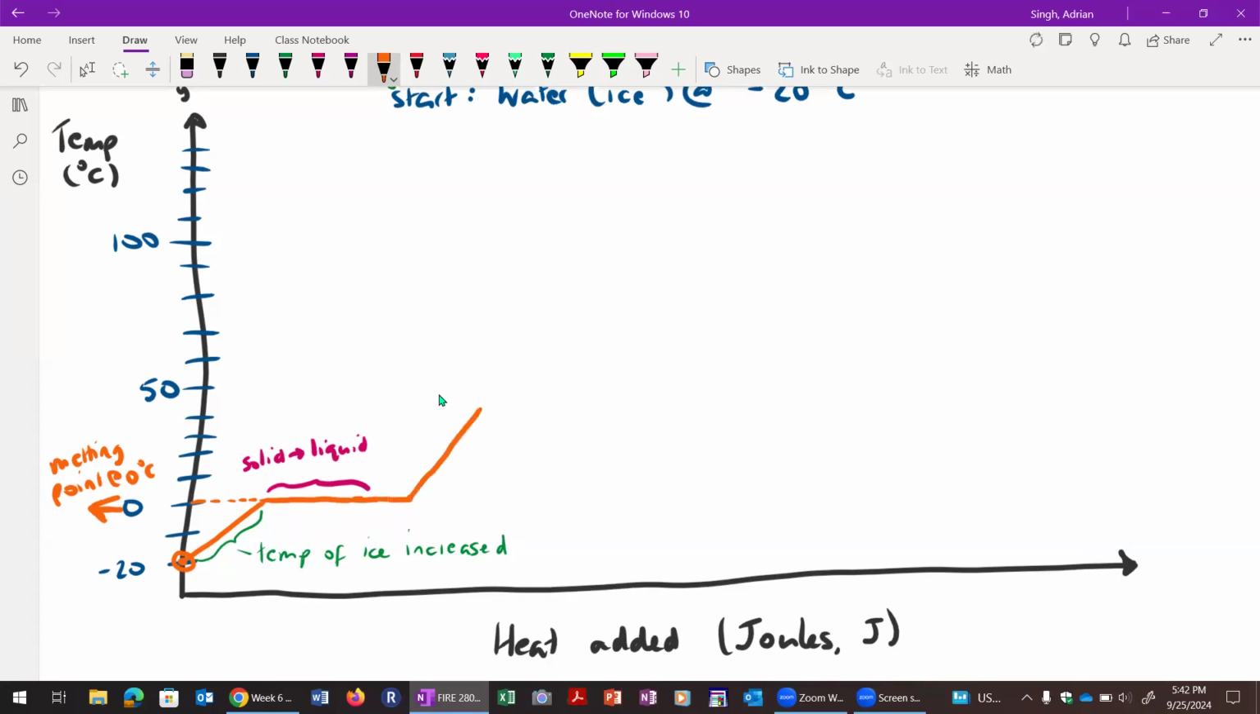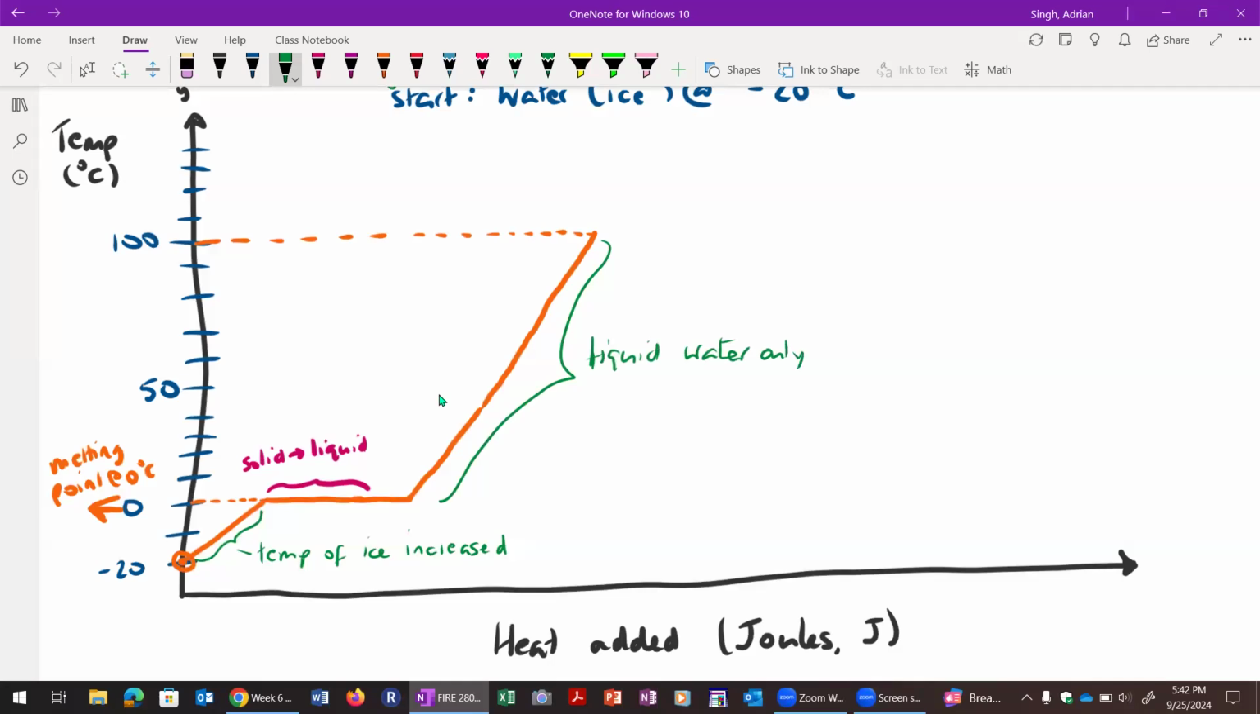So we add more heat, keep adding more heat. The temperature of the liquid water is increasing, keeps going up. We add more heat, temperature goes up until eventually we get to 100 degrees Celsius. So in this other slanted region here, we have now just liquid water. So liquid water only in this region. And here the temperature of the liquid water increases.